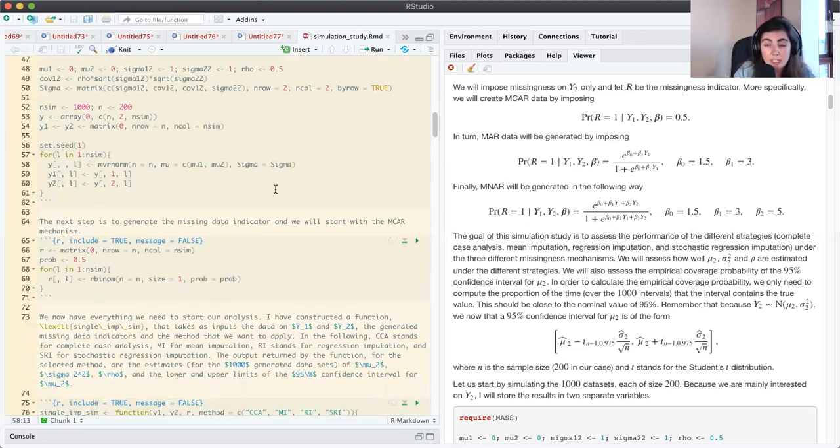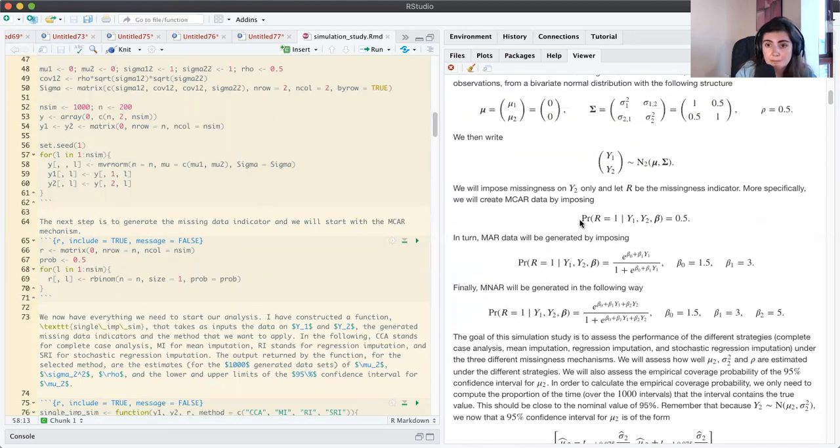And now I will start with missing completely at random, okay? And I know that I have here to impose that the probability of observing a value is 0.5. I know from past lectures and workshop that I can use the rbinom function. I just need to set the argument size to 1, and my probability is here 0.5, okay? Then if I do this, it is okay.